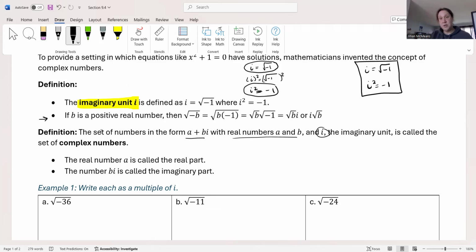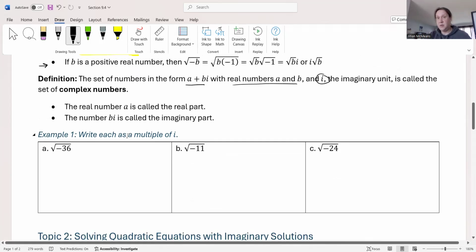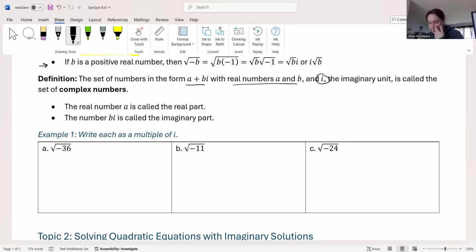Okay, so let's look at how we can rewrite some radical expressions where each is a multiple of i. Okay, so example 1, it says write each as a multiple of i. So we have the square root of -36. So we could rewrite this as the square root of 36 times -1. That's not bad.